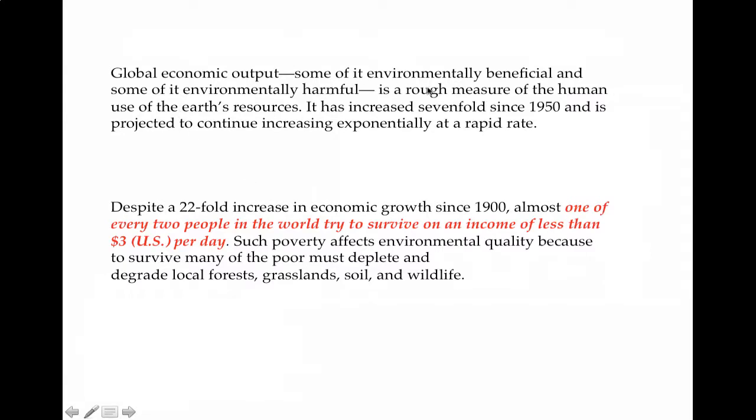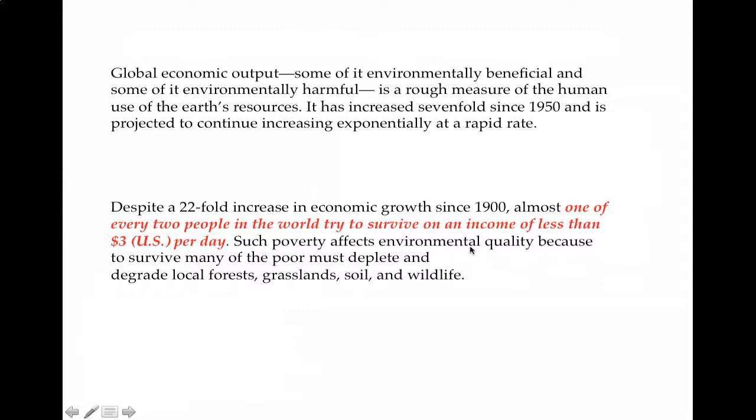So global economic output, some of it environmentally beneficial and some of it environmentally harmful, is a rough measure of the human use of Earth's resources. It has increased 7-fold since 1950 and is projected to continue increasing exponentially at a rapid rate. Despite a 22-fold increase in economic growth since 1900, almost 1 of every 2 people in the world try to survive on an income of less than $3 per day.